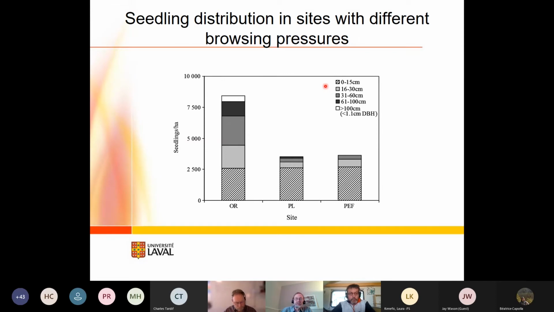Here you have data from 3 sites. In the OR site, which is the experimental site that I've been discussing just before, you see that we have seedlings of all size classes. But looking at another site here where we have more important browsing pressure by deer, the Penobscot experimental forest, you see that the small seedlings are at the same level, meaning that we are able to recruit some small seedlings even in the presence of deer. But you see that they are not recruiting to larger size and they are not recruiting to the sapling size either, so that we're having a problem.